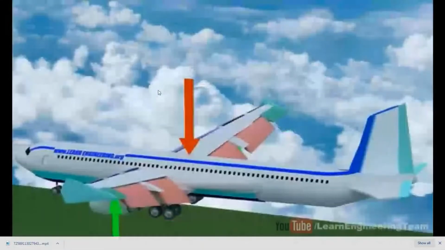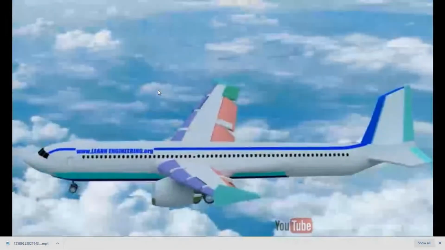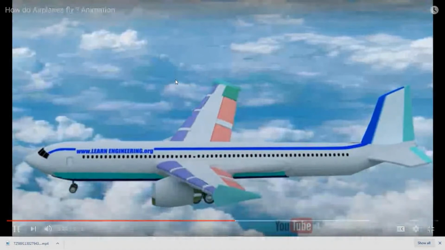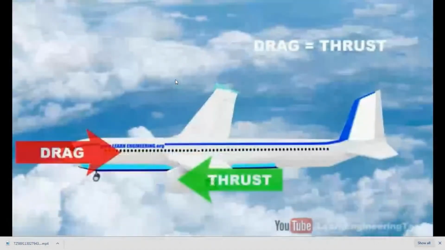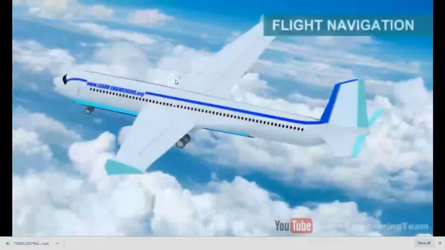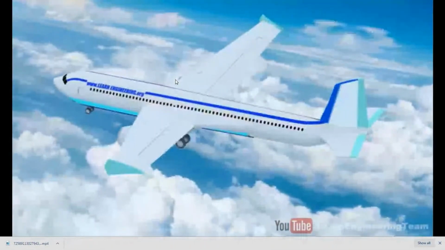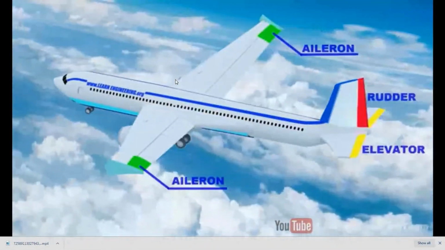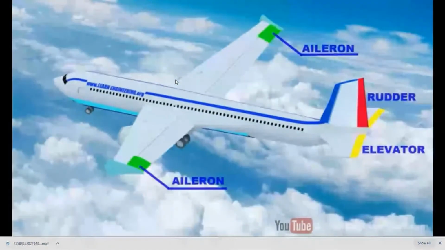During the normal flight, flaps and slats are put into their original position. It is interesting to note that different forces acting on the airplane balance exactly each other during the normal flight. Now let's get into the core of the flight navigation. You can navigate the airplane the way you want with the help of 3 different wing attachments: aileron, elevator, and rudder. Pilots use them alone or together depending on the situation.